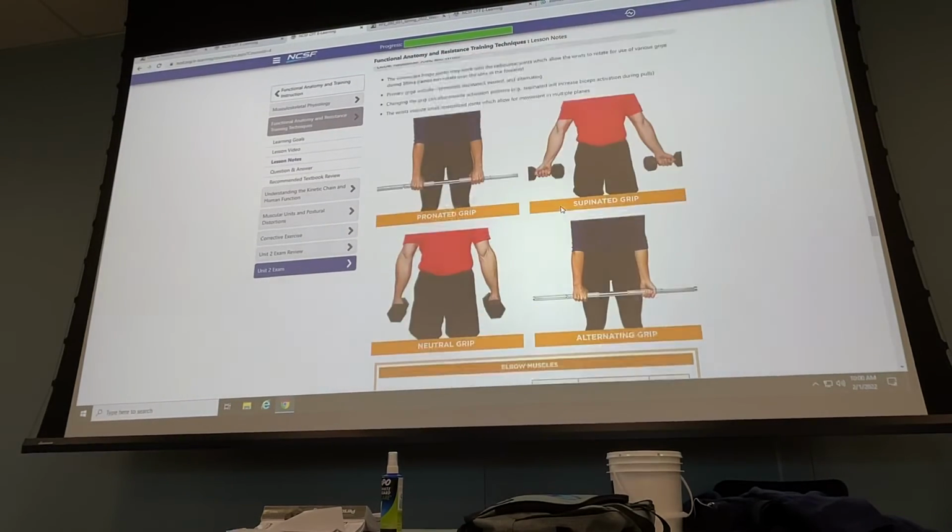You have your different grips: pronated, palms down; supinated, palms up, so like you're holding on to soup; neutral grip, or I've heard that is also called hammer grip, like you're holding onto a hammer; and then alternating is supinated and pronated.